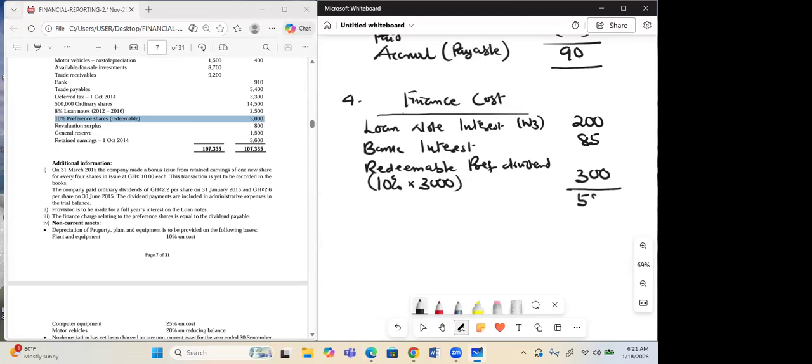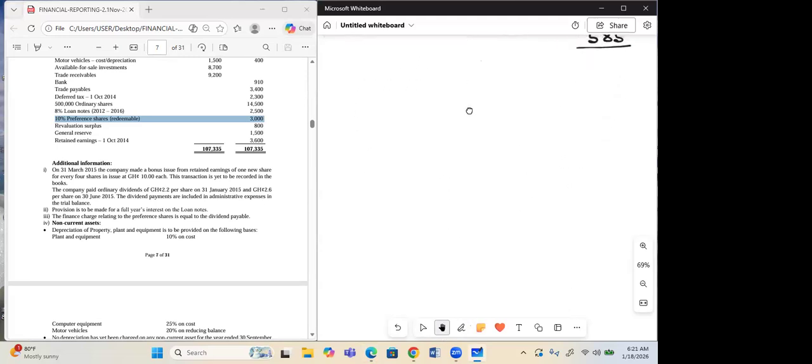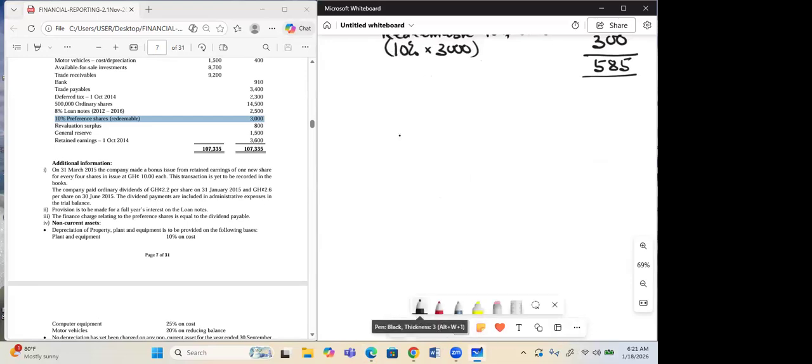The depreciation of property, plant, and equipment is to be provided on the following basis. So let's scroll up and calculate our depreciation. Do you see that every day you are seeing issues related to finance charge, dividend, depreciation? We've solved 2 questions.